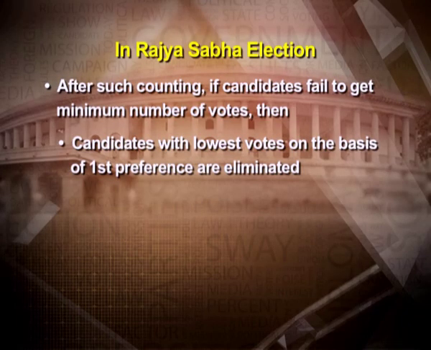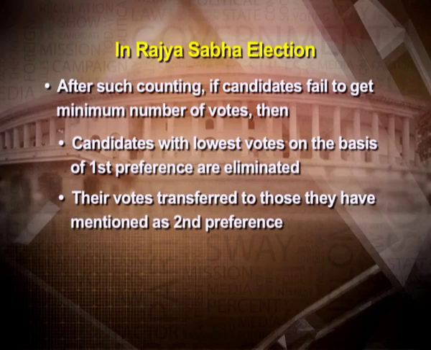Now, in their ballots, whosoever has been mentioned as second preference, those votes are transferred to those candidates. Whosoever has lost, has lost on the basis of first preference. In those ballots, second preference is also mentioned, so those votes are transferred to them, and this is done till the time clear winners emerge, that is, the minimum number of votes is reached.